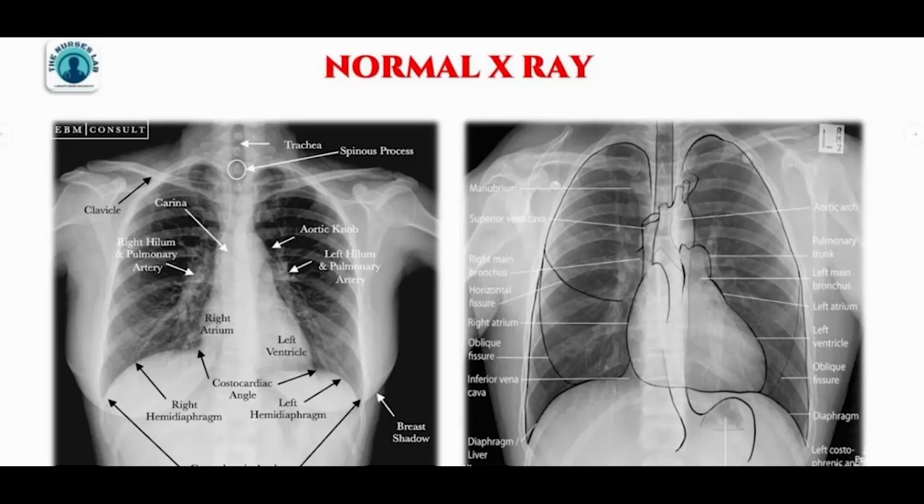It should look pretty clear, very dark and full of air. Where the x-ray shows white, that's all tissue, which is more dense. So it should look this way. As soon as you start seeing white patches or densities on an x-ray, that's concerning.